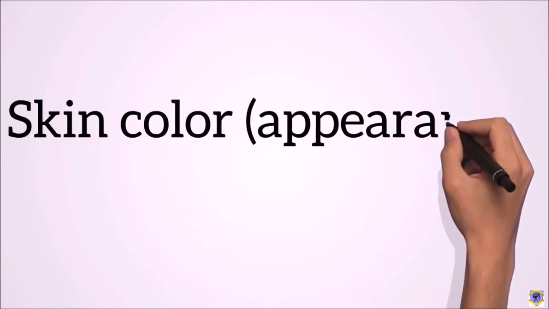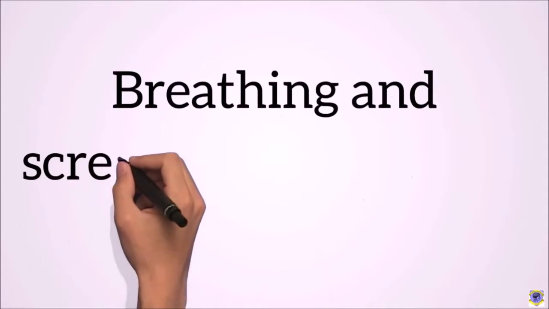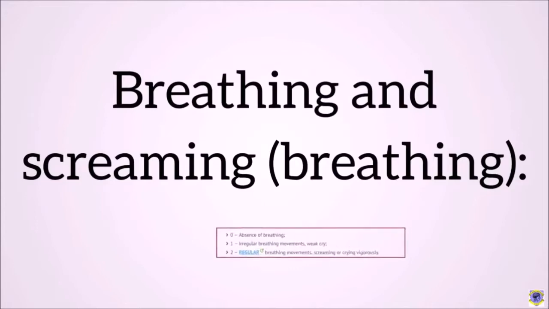Skin color, appearance. Skin color is important because it reveals the degree of oxygenation of the blood. 0 is pale or blue skin, 1 is a pink trunk and blue extremities, and 2 is pink skin. Breathing and screaming. It is estimated from the occurrence of spontaneous breathing, reflected by a scream or cry, and the presence of vigorous respiratory movements. 0 is absence of breathing, 1 is irregular breathing movements and a weak cry, and 2 is regular breathing movements, screaming or crying vigorously.